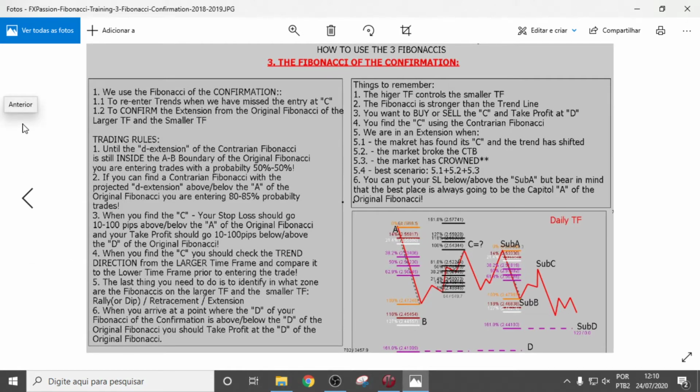This was the missing picture from yesterday, so take a screenshot, everybody. Take a screenshot of this, or save it, or take a photo with your cell phone.